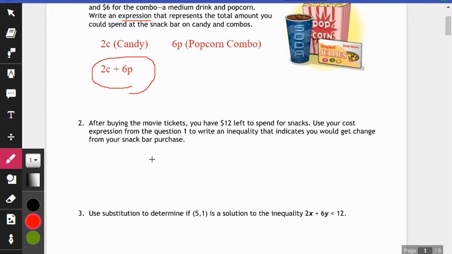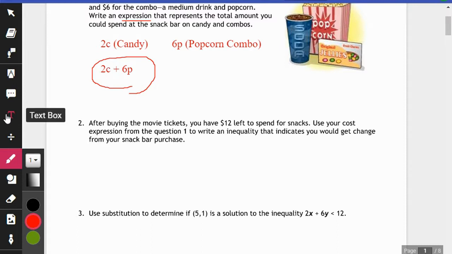Okay? All right. After buying stuff, you have $12 left to spend for snacks. Okay, so we're going to split these things to spend $12. Use your cost expression from question 1 to write an inequality that indicates you would get change for your snack bar. Oh, that's really, really charged, I think. I don't know. That does not look like a very good sentence. But here's what we're saying. I have $12 to spend on this. I can't spend $13. Sure, I can spend $10, but I can't spend any more than $12, right?